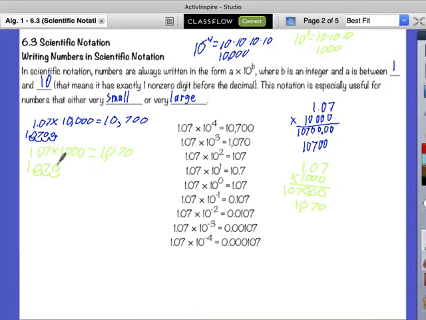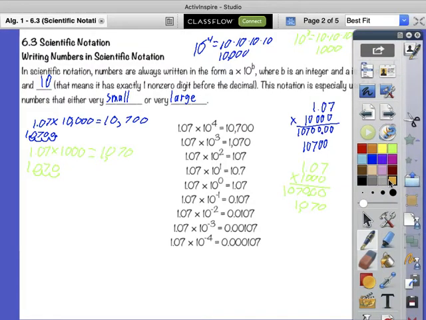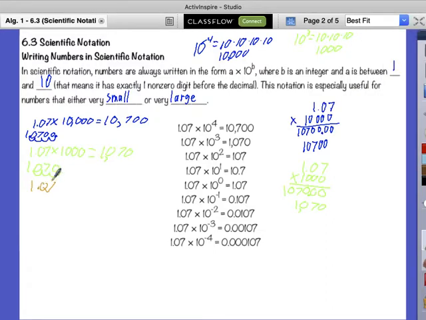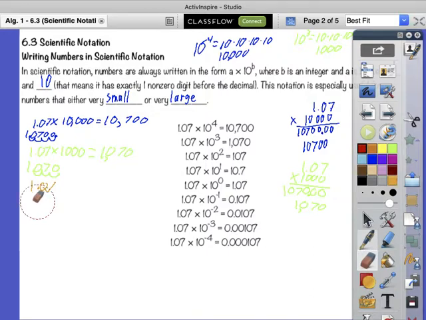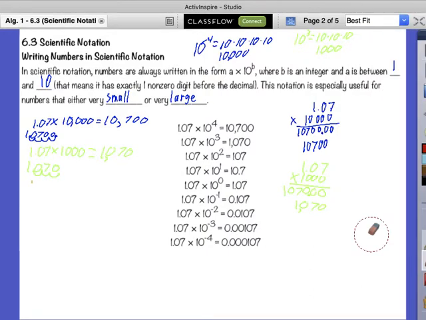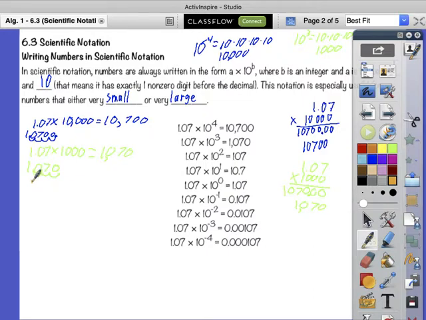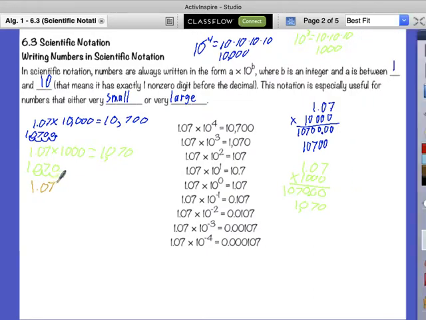Okay. So if I do 1.07 times 10 to the second here, so if we do this one, 1.07 times 10 to the second. Well, 10 to the second is how many tens? 2. So that's 1 with how many zeros? 2. So that's 1.07 times 100. To figure out what that is, let's go over here again. 1.07 times 100.